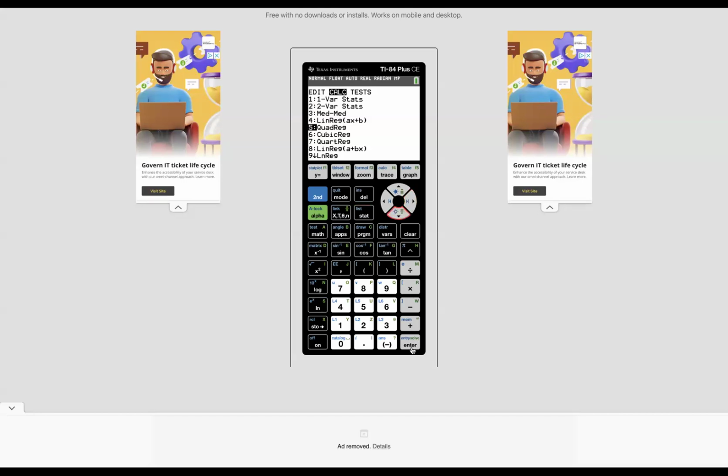So then I go to quadratic regression. L1, L2, store. I don't need to even store regression. See, this is the regression. So I will write the equation as 4.914 x squared plus 13.7 x plus 0.06.